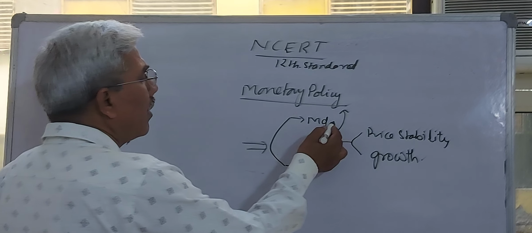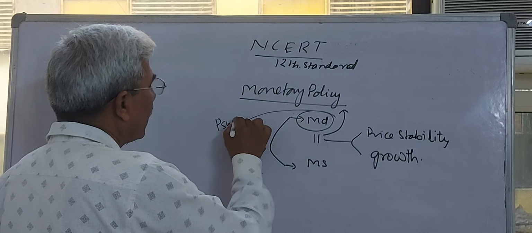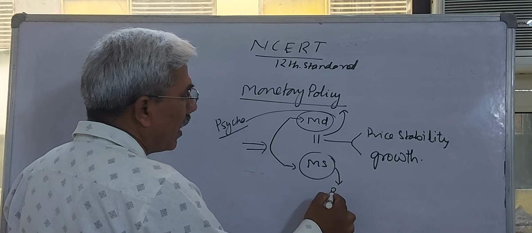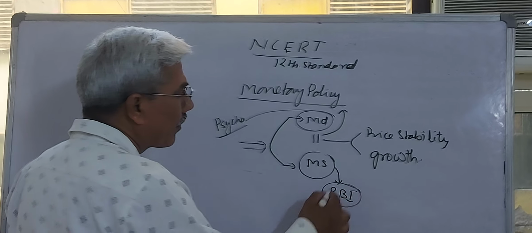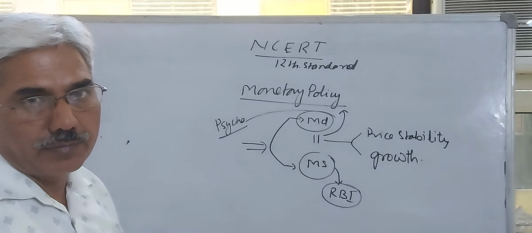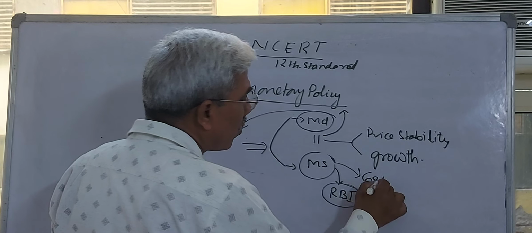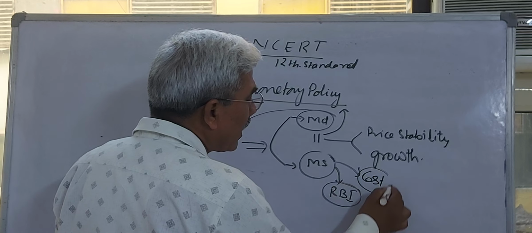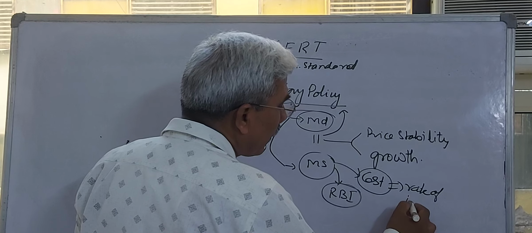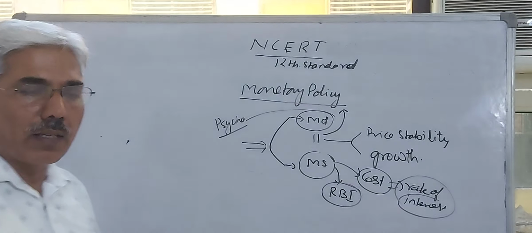Generally, money demand depends on the psychology of the society, whereas money supply is determined by the RBI in case of India, and in case of other countries, it is determined by the central bank. By changing the cost of money supply, what is the cost of money supply? That is the rate of interest. Rate of interest is the cost of money supply.